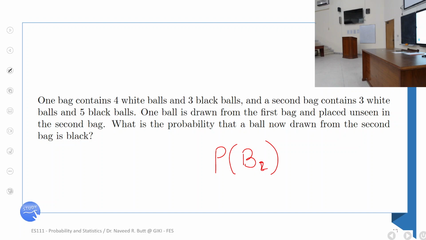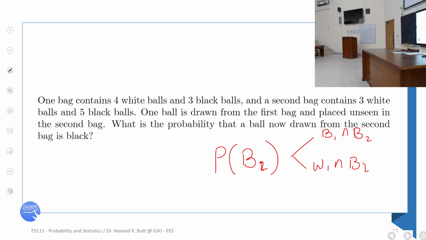Now, with the information we have, you will try different things, but you realize it's not so straightforward to answer this question. So we will go towards the total probability concept, right? And what does that say? What are the two possible ways that you can draw a black ball from the second bag? One way is that you drew a black ball from the first bag, and a black ball from the second bag. The other possibility is, you drew a white ball. And is there a third possibility? No, right?